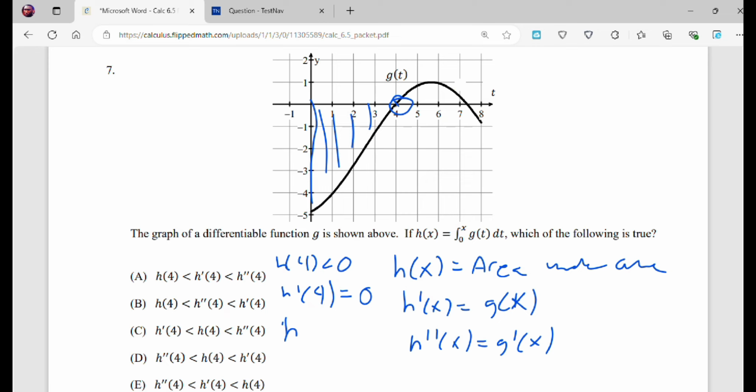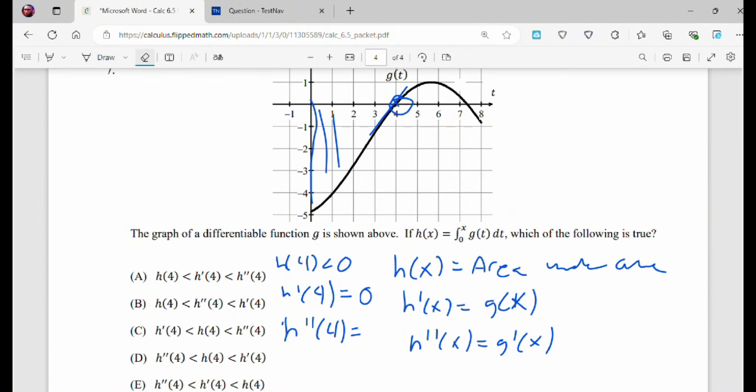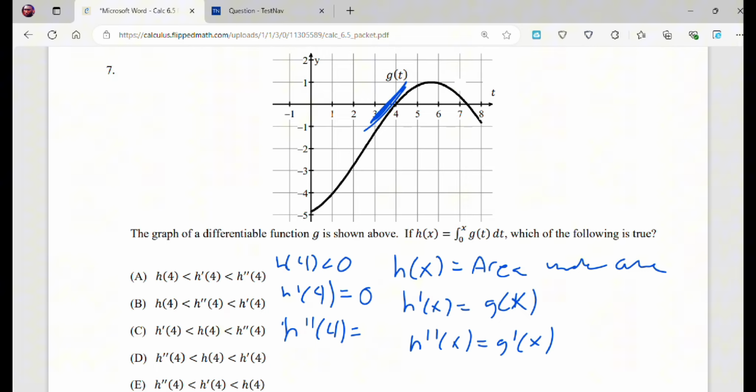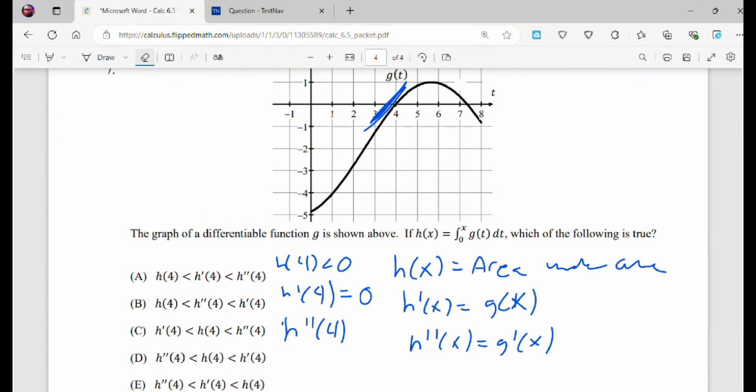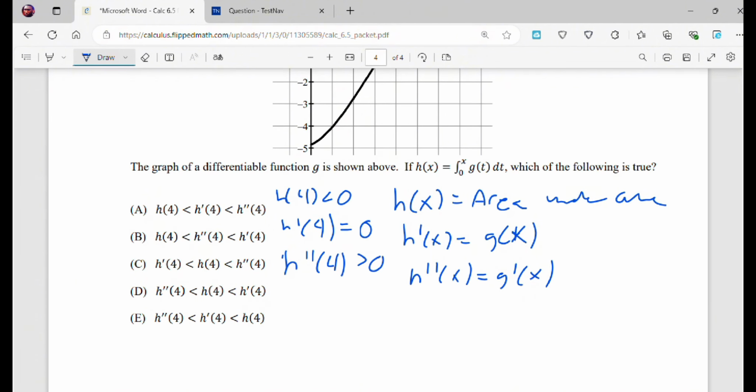Then h double prime of 4 is equal to g prime of 4. So what is our slope here at g prime of 4? Our slope, we have a tangent line here that is positive. And so we know that h double prime is greater than 0. So our order is h of 4 is less than h prime of 4 is less than h double prime of 4, which is our first answer.